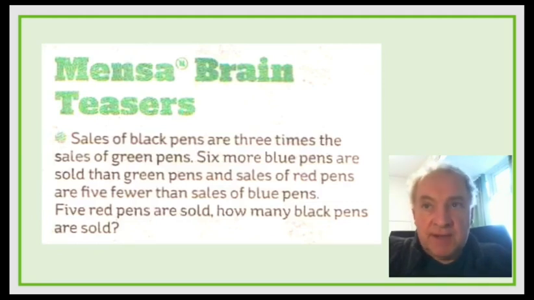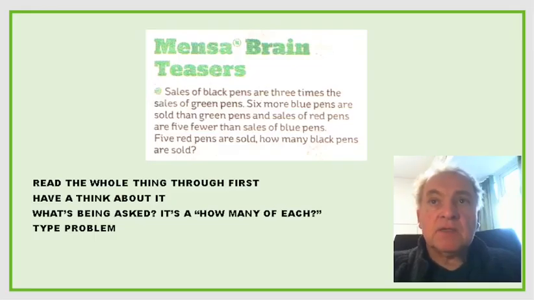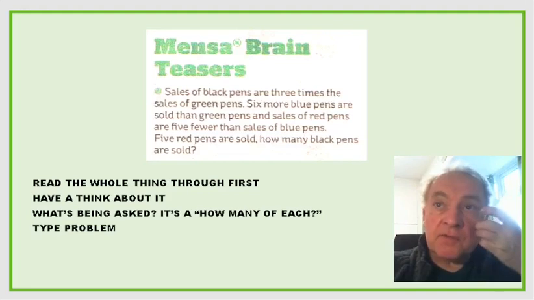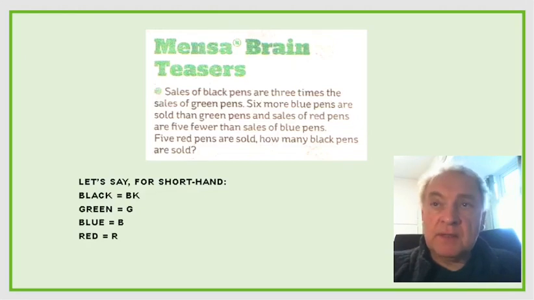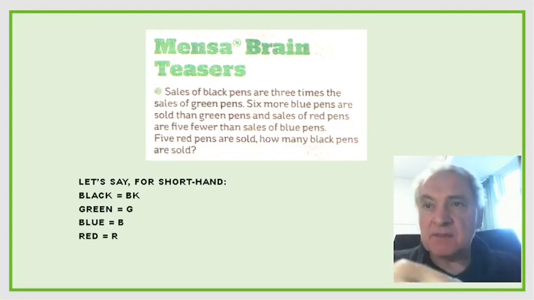So the trick with this is to actually work it backwards. The thing to do is read the whole thing through first, which we've just done. Have a think about it. What's being asked? It's a how many of each type of problem. We're going to do this 2 ways. You want to jot down some figures, so you end up with a few little equations.